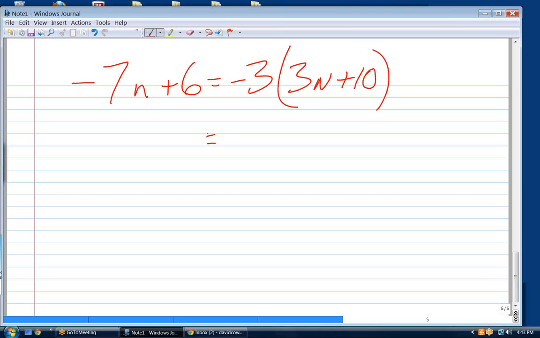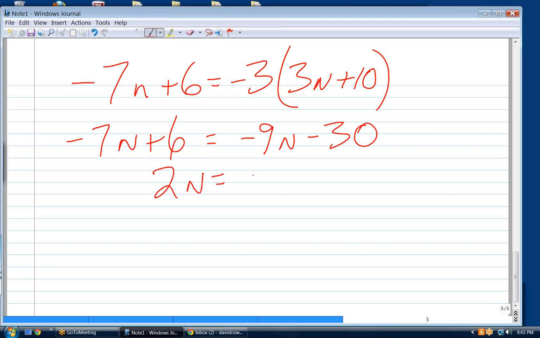So first thing you've got to do is distribute. Okay. -9n - 30. And then you have to combine like terms. Okay. So add 9n and then subtract 6. Okay, what do you get next? And then you get 2n = -36. Okay. Then you divide and get n = -18. Okay, very good.